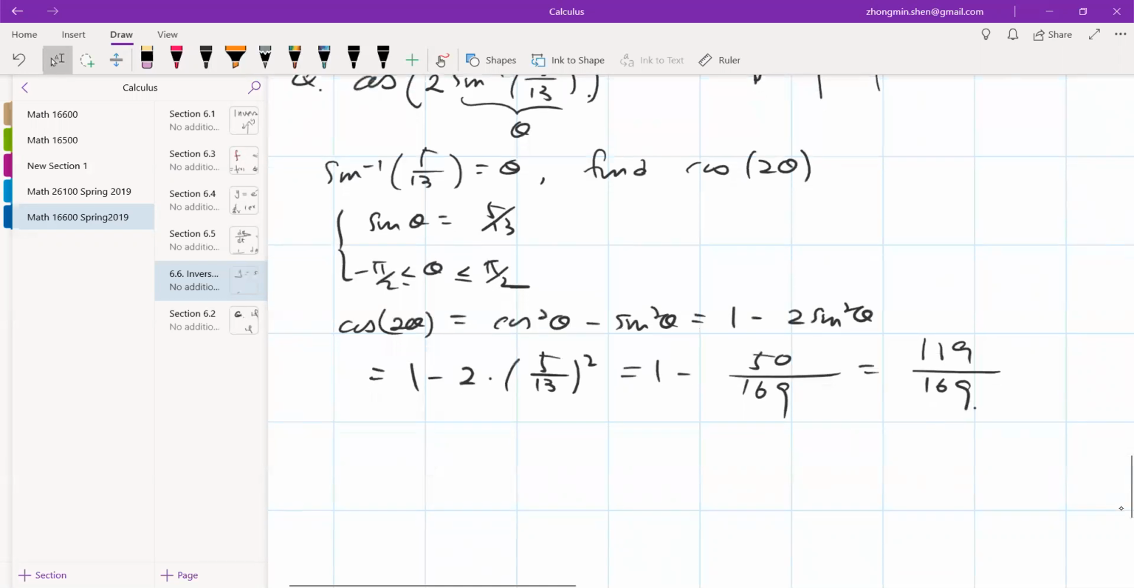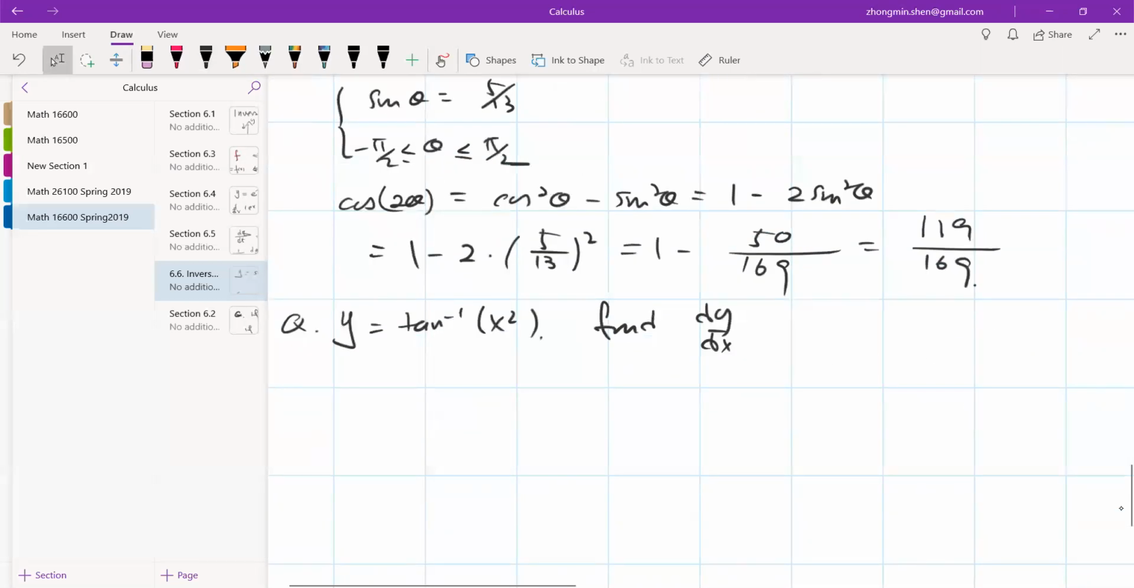Right, so that's all about the exact values. Now we want to find out the derivatives. Okay, so let's do problem number 22. Find the dy over dx.